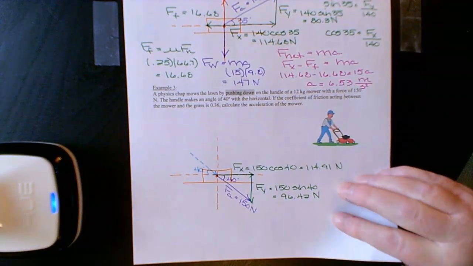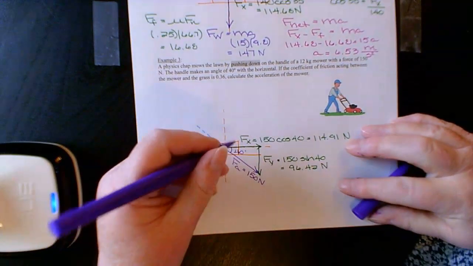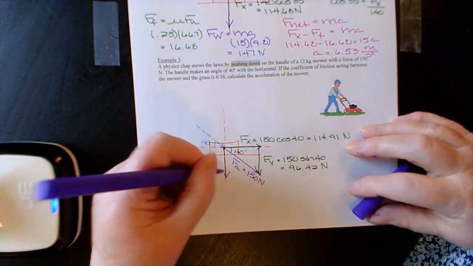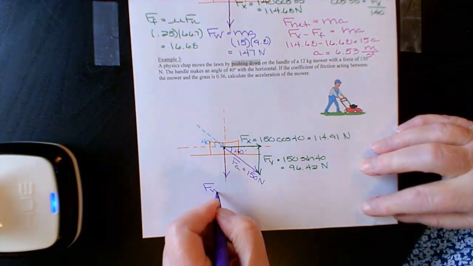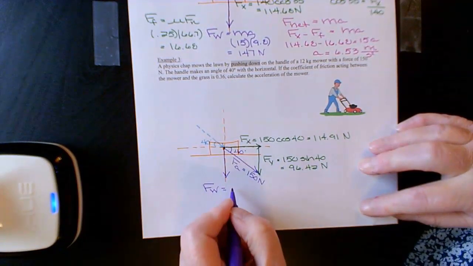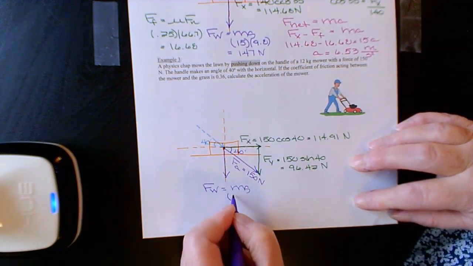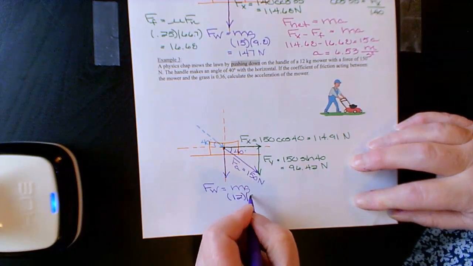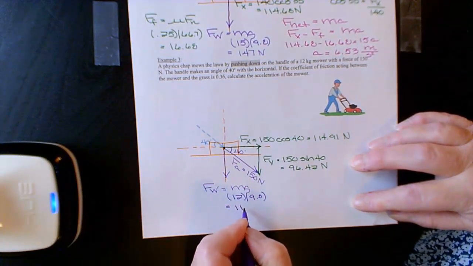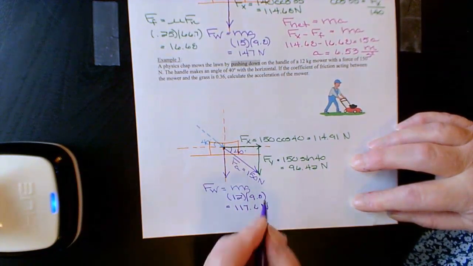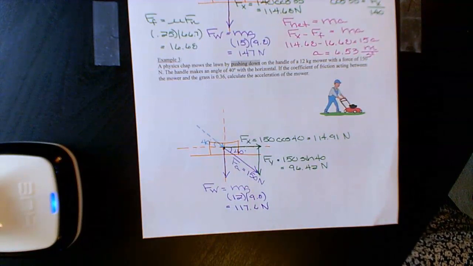All right, so what else is going on? The lawnmower has Fw. So let's calculate the gravitational force, or the weight. So that is going to be 12 times 9.8, or 117.6 newtons.